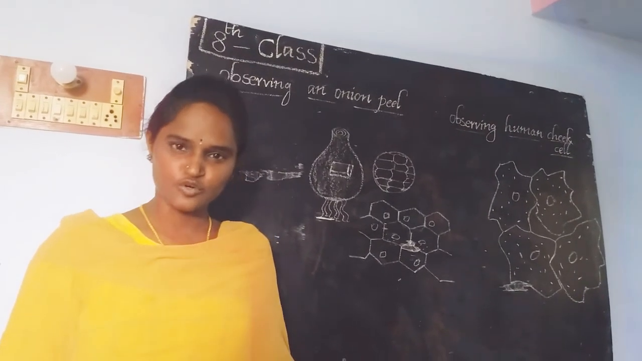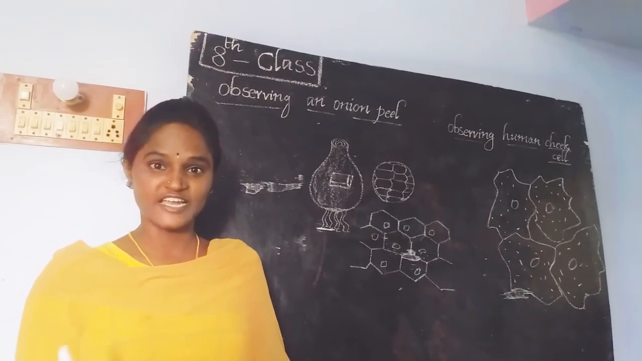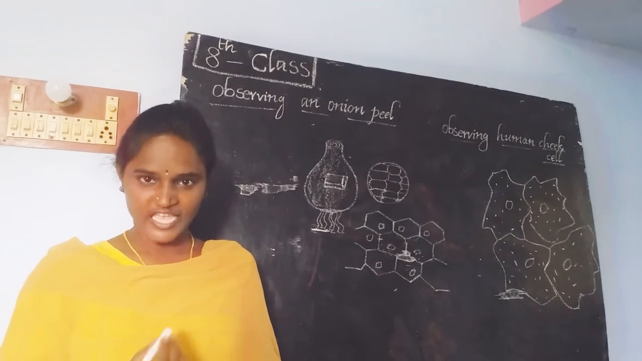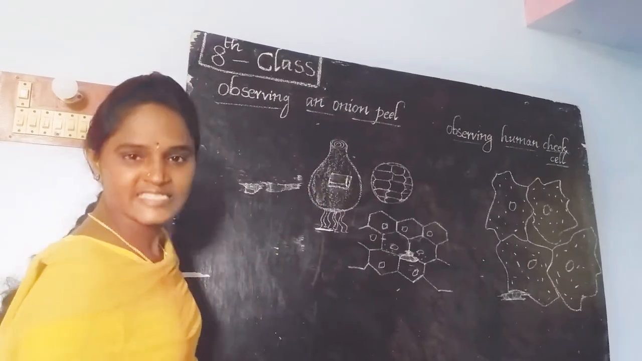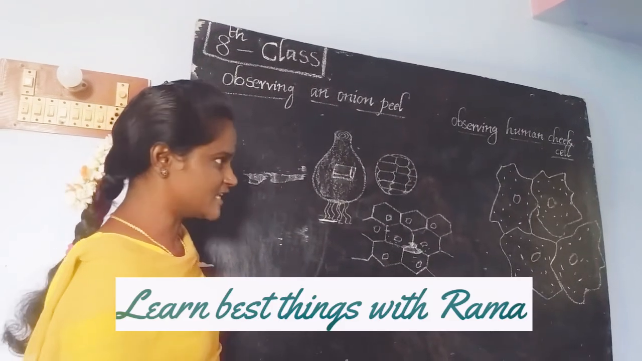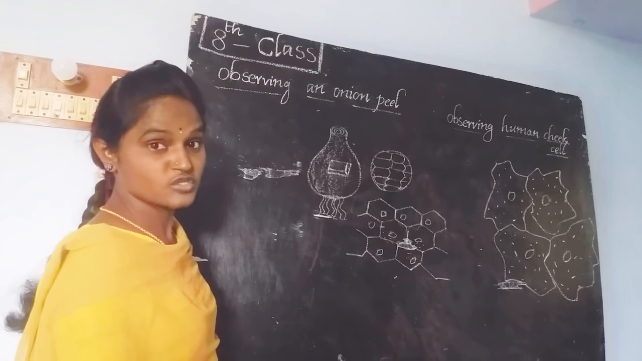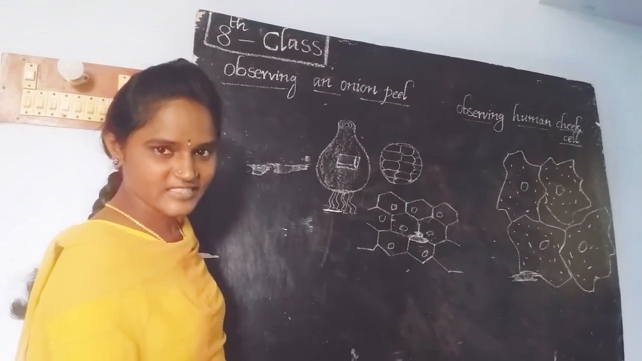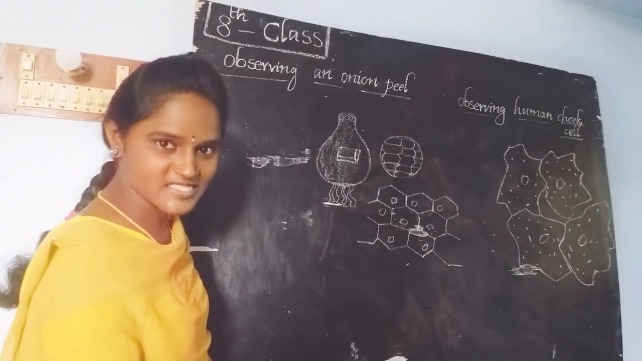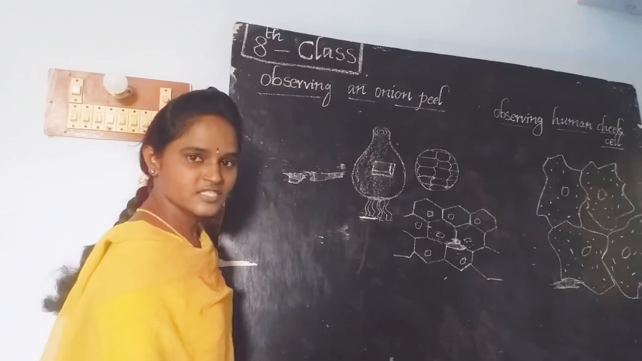In the previous video we discussed how to observe dead cells in the matchstick, and today we are going to observe onion peel cells. And also we are going to observe our own cheek cells under a microscope. Is it clear? Then move to the first topic. What is that? Observing an onion peel.